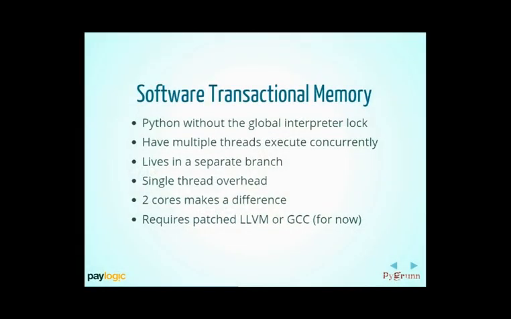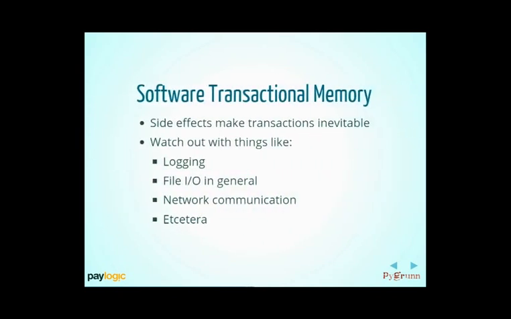Currently, it lives in a separate branch in the PyPy repository, and you have to actually use a patched LLVM or GCC to compile it, because it requires some low-level operations from the compiler. On a single thread, it actually brings you more slowness. But if you add a second core, it already should bring you a performance win. There are some gotchas there.